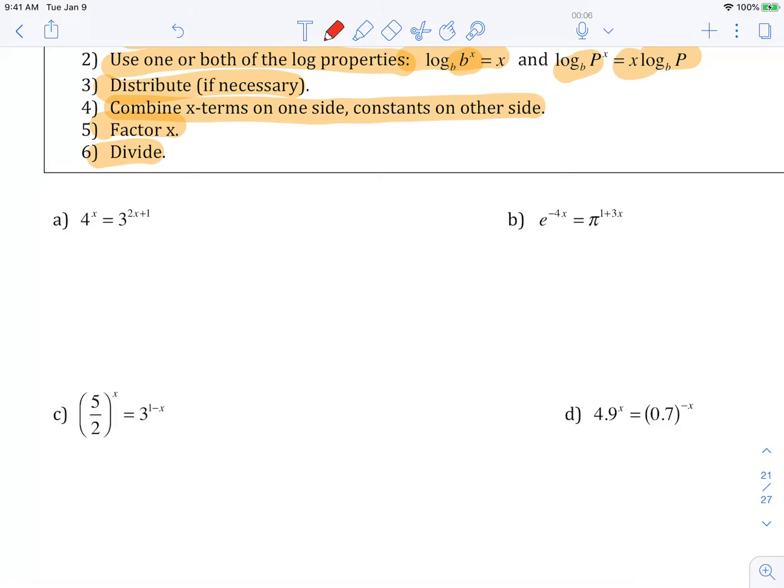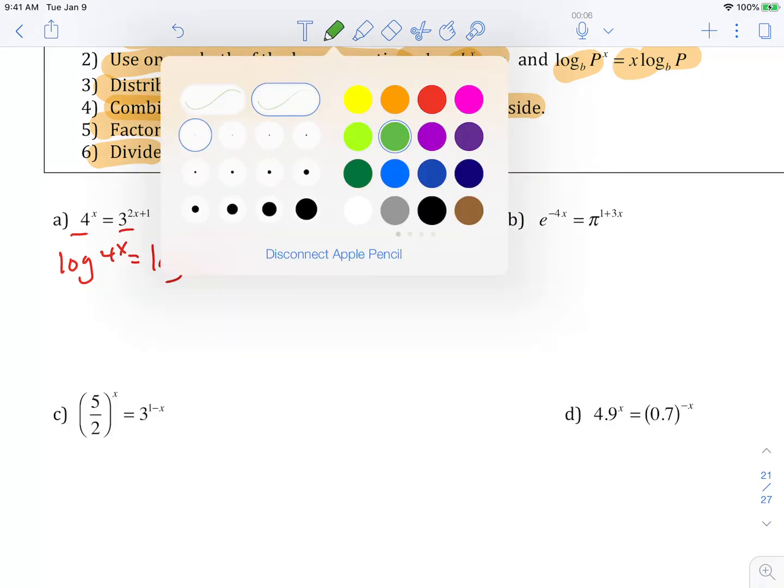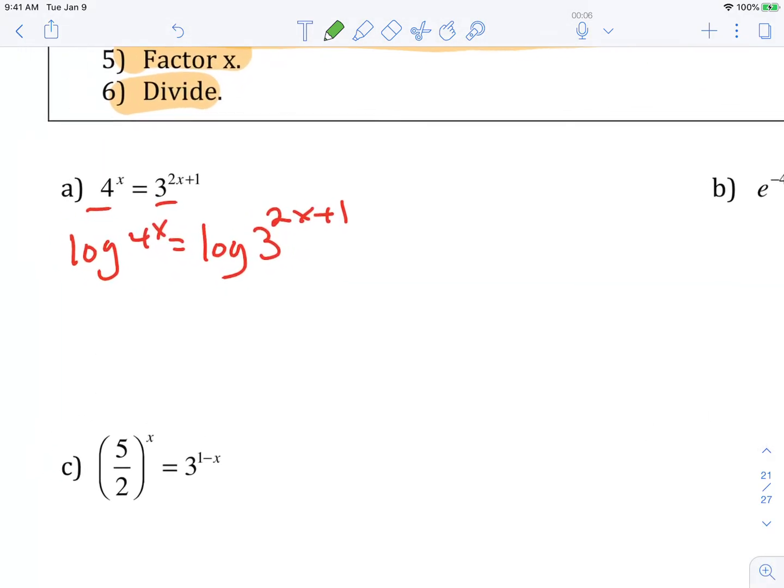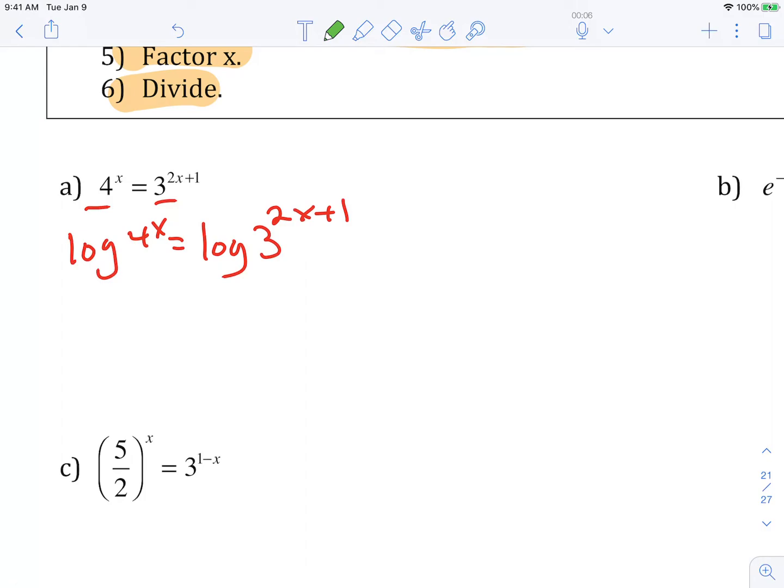So 4 and 3, they're not the same, obviously. So I'm going to take the log of both sides. So log of 4 to the x equals log of 3 to the 2x plus 1. Now, I could have done natural log. It honestly doesn't matter. And I want to make sure that you guys are clear on that. It does not matter if you use log or natural log, okay? So I just chose log this time. If you want to choose natural log, you can. The power of logs is I can move these exponents in front. So you have x log 4 equals (2x plus 1) log 3.